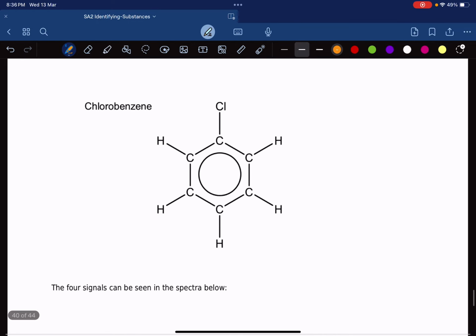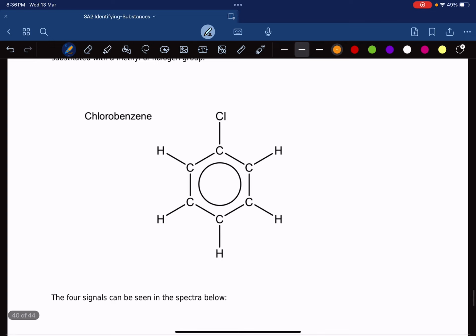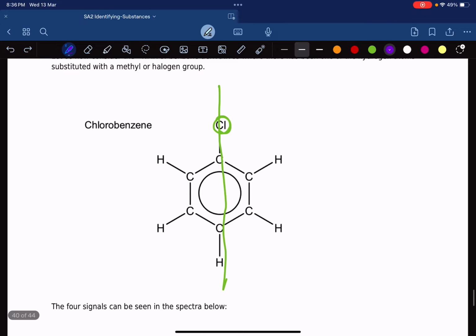Chlorobenzene, on the other hand. Now, if you imagine this to be a ball, you can cut it only this way, up to down. You cannot cut it this way. So what does this mean? It basically means that these carbons are identical to each other. This carbon and this carbon are identical to each other because they are mirror images of each other.